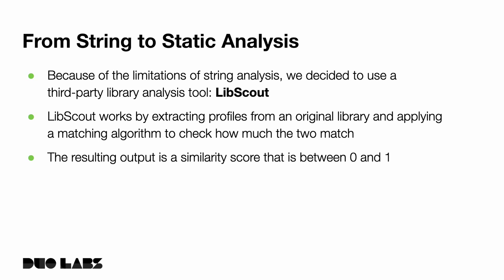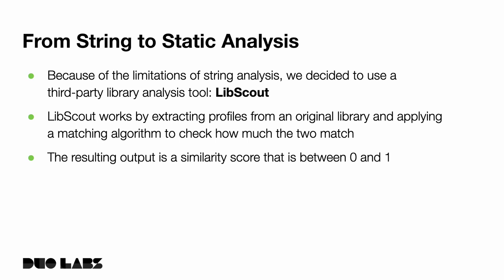So there's actually some really good research there that I hope you check out. But at a high level, LibScout works by first extracting... let me take a step back. You must have a previous or current version of a particular library. Using that library, it tries to extract a profile from the jar that you provided. In our case, we provided several versions of the SafetyNet library.